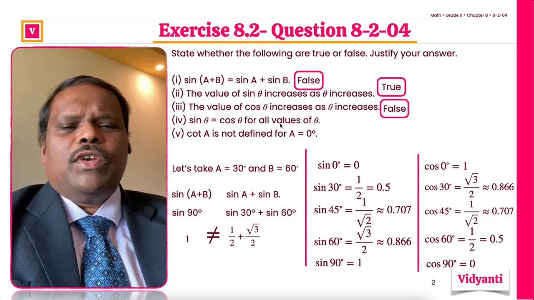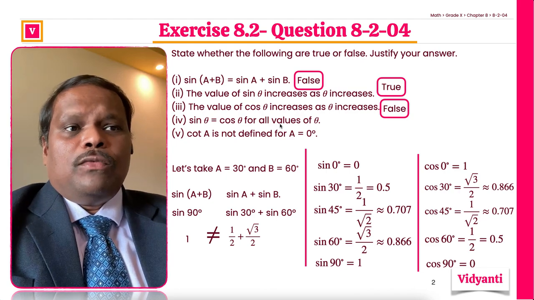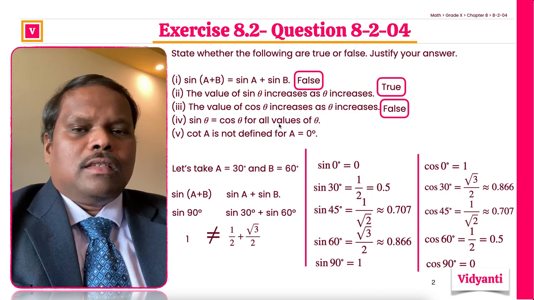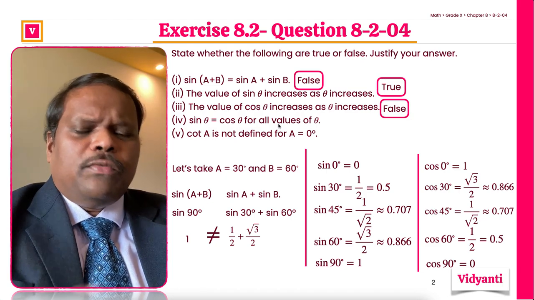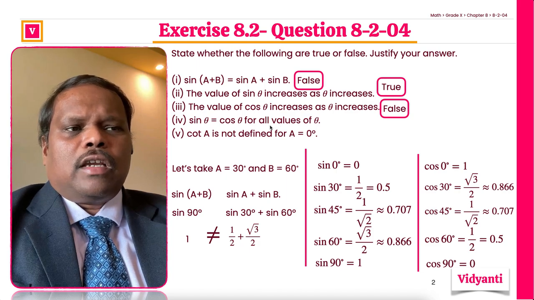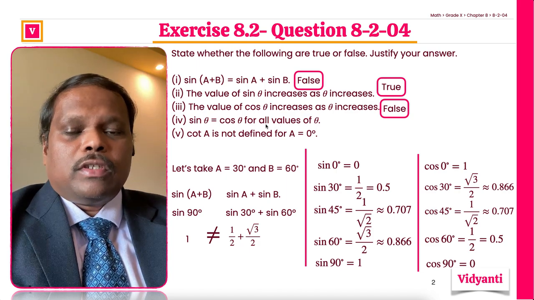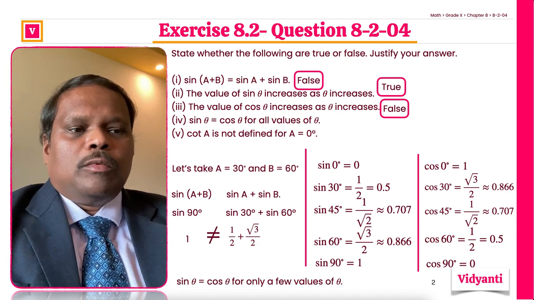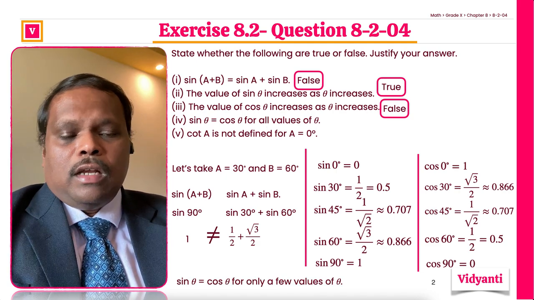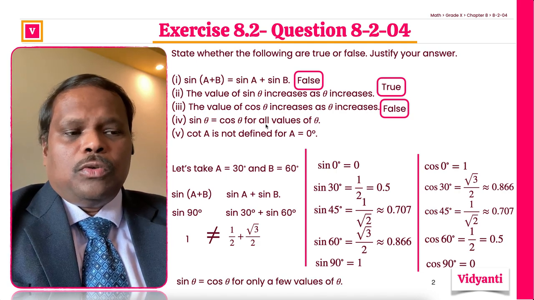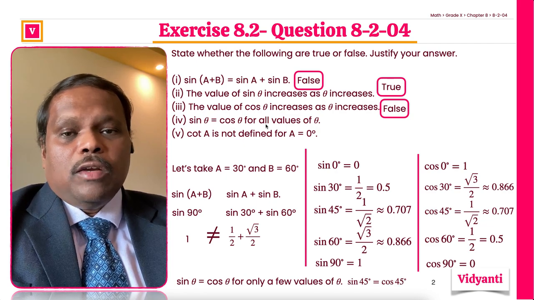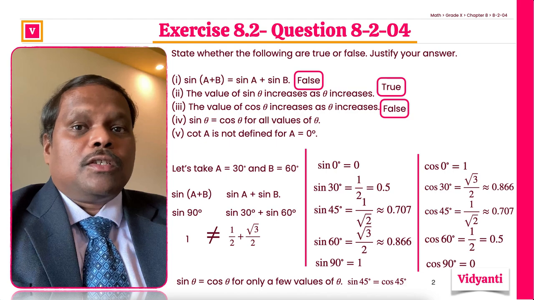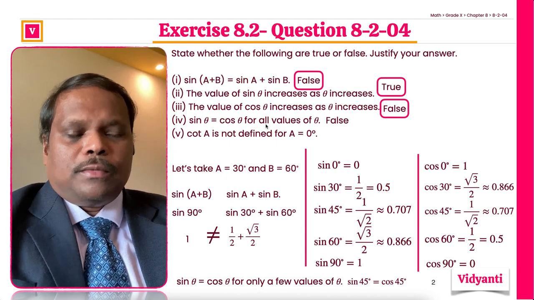For very specific values, let's say if you take theta as 45 degrees, then sine 45 degrees and cosine 45 degrees are both 1 over root 2. But that's very specifically true for 45 degrees. Can we say that it is true for all values? Absolutely not. So sine theta and cosine theta are equal only for a few values of theta. Sine 45 and cos 45 are both equal, but for other values, this is not. So I'm going to mark this as false.